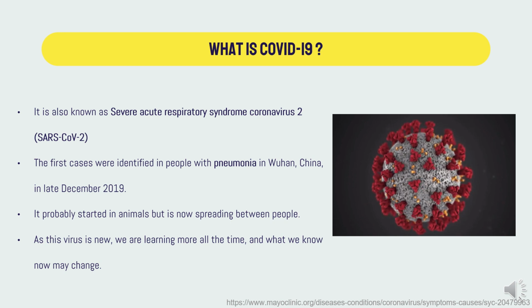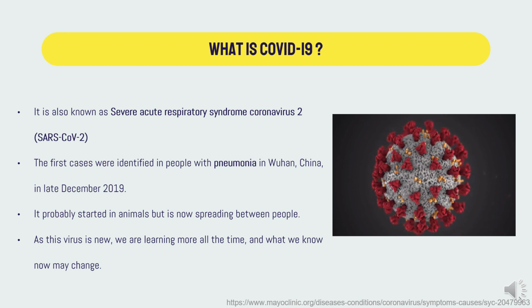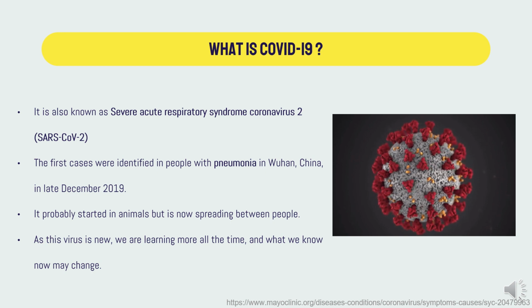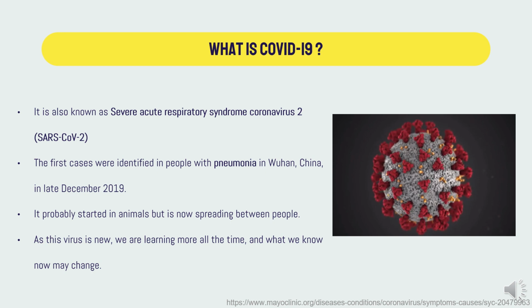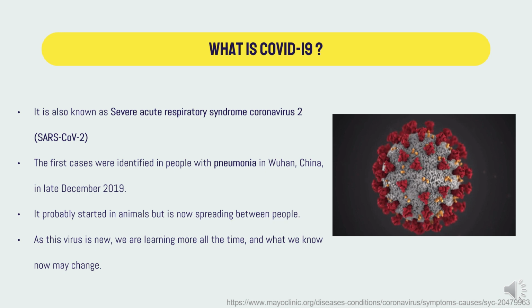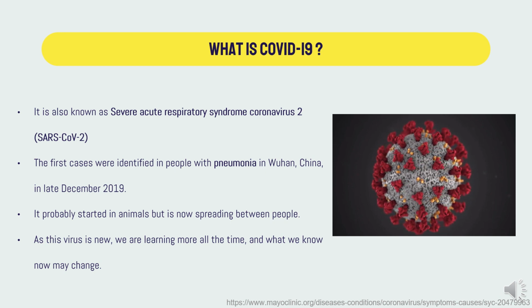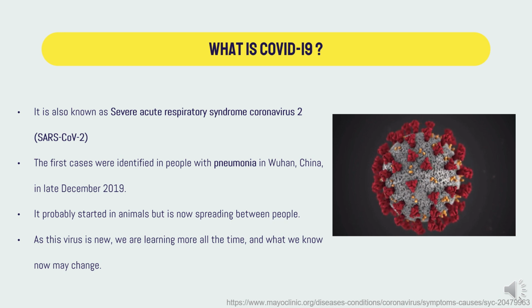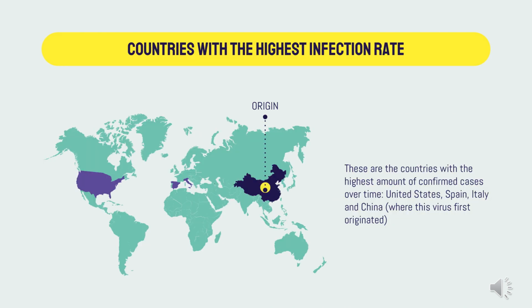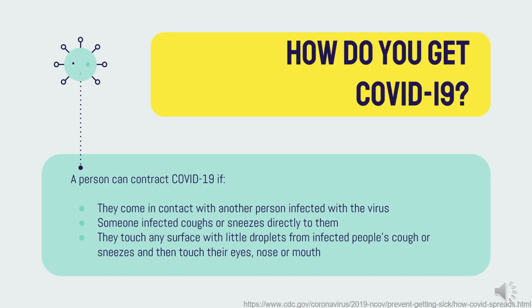The first cases were identified in people with pneumonia in Wuhan, China, in late December 2019. It probably started in animals, most probably from bats, but is now spreading between people. As this virus is new, we are learning more all the time, and what we know now may change. These are the countries with the highest amount of confirmed cases over time: United States, Spain, Italy and China, where this virus first originated.